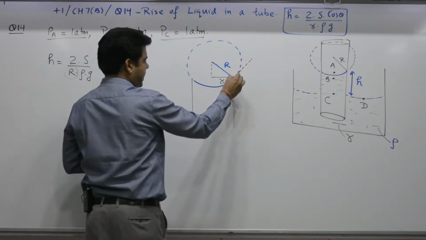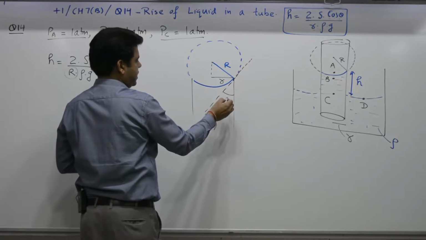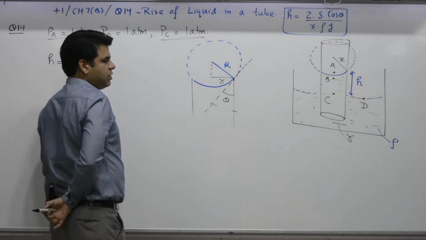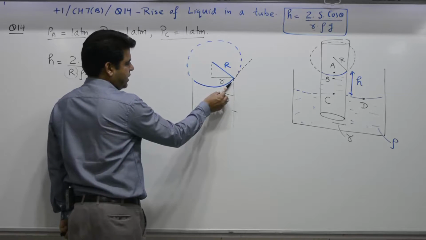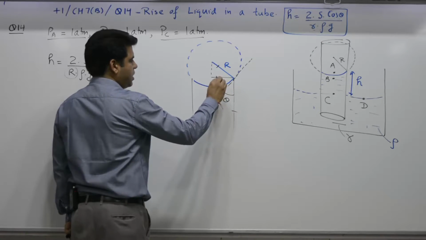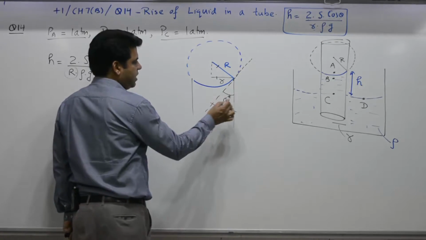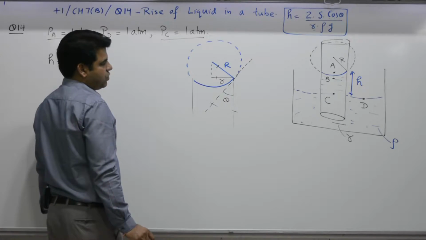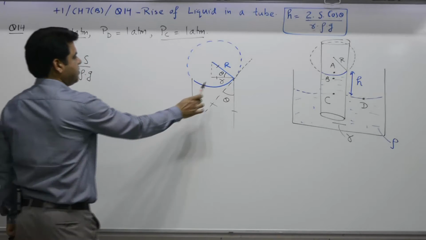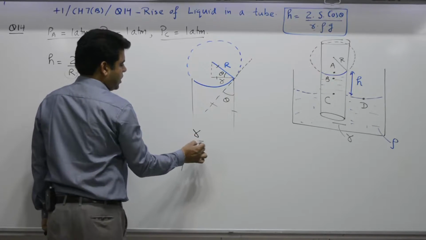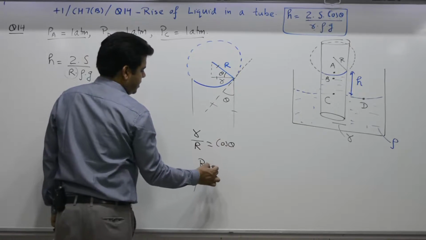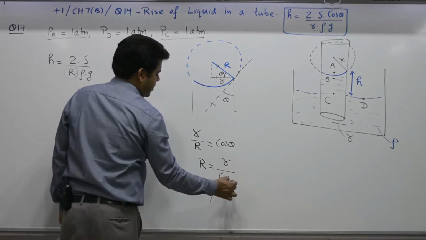If you draw a tangent, the angle of contact is theta. Whatever is the angle between two lines is the same as the angle between their perpendiculars. Perpendicular to this line is capital R, perpendicular to this line is small r. So this angle is theta. So what is the relationship between small r and capital R? Small r by capital R is equal to cos theta, or capital R is equal to r by cos theta.